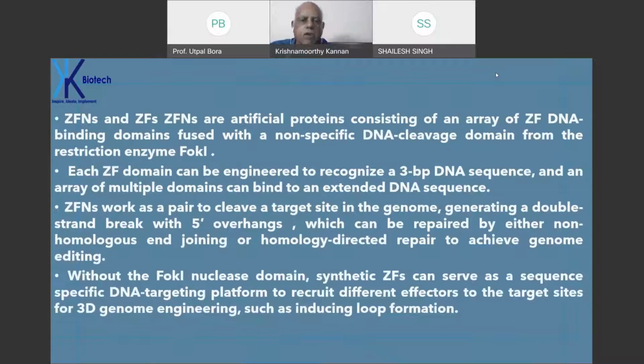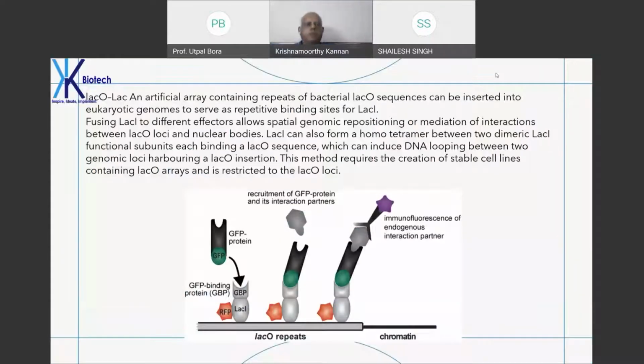So zinc finger nucleases are artificial proteins consisting of an array of zinc finger DNA binding domains fused with a non-specific DNA cleavage domain from a restriction enzyme. Anyway, the details will be covered, so I won't go into them; wait for the main speakers. These are all subjects in themselves. So this is one of the typical ones.